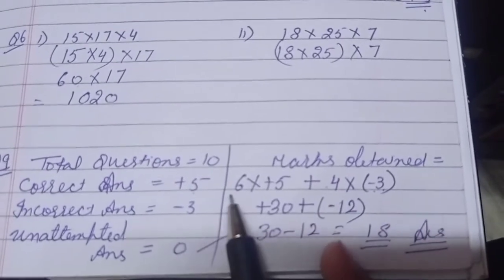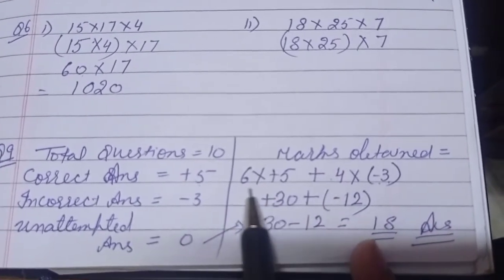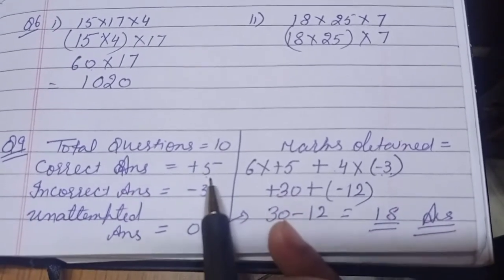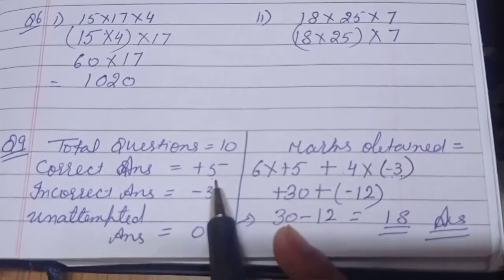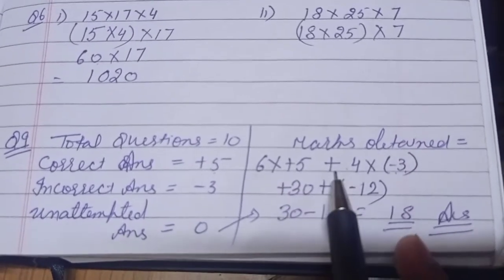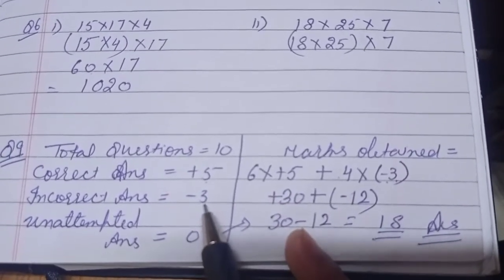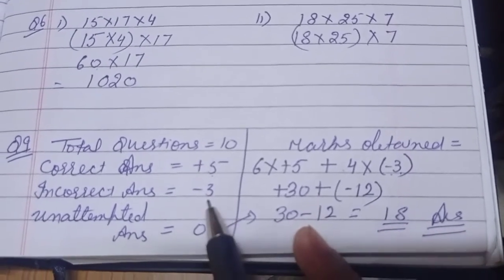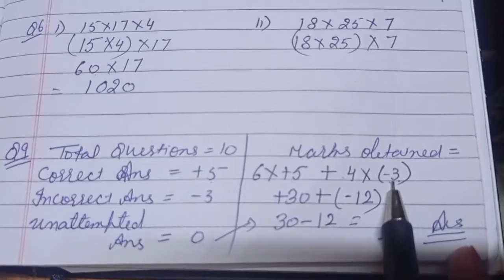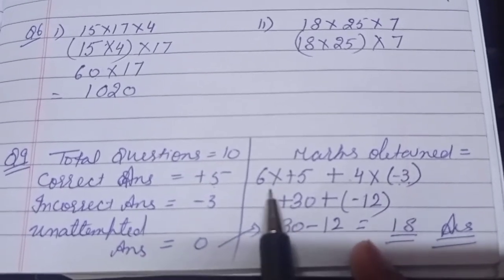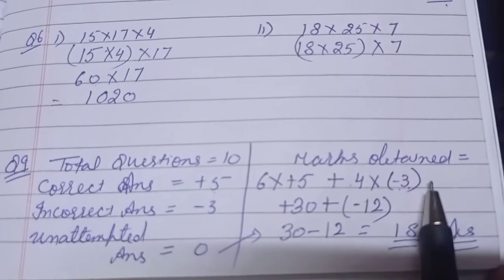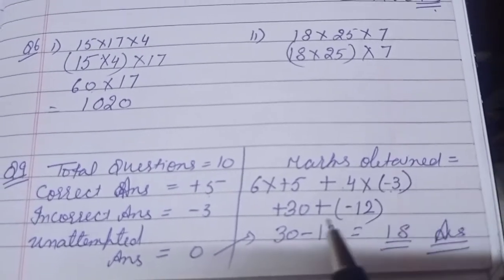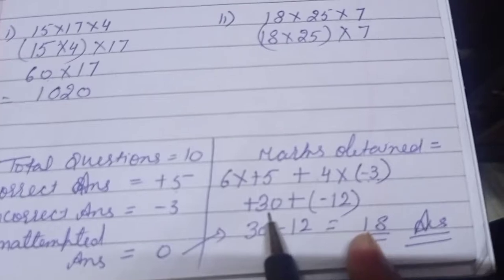Now, according to the statement, what is the question? A child has done 6 correct answers. So for 6 correct answers, how many marks will he get? 6 multiplied by 5, because for one correct question, 5 marks are given. So 6 into 5, plus he gave 4 incorrect answers. Clear? So what are the marks obtained for incorrect answers? 4 into minus 3. Clear? Then he attempted all the questions. There was no question which he did not attempt. All questions were attempted.